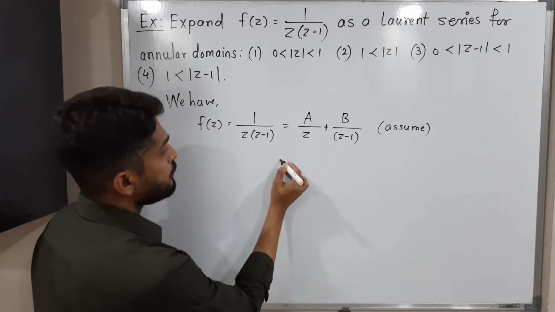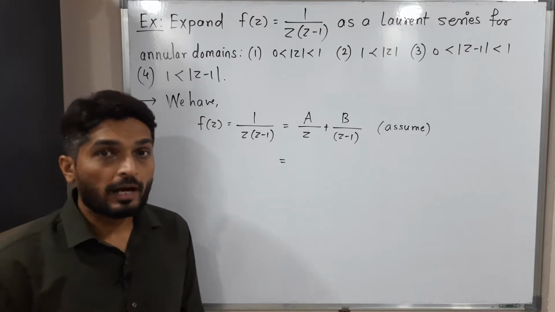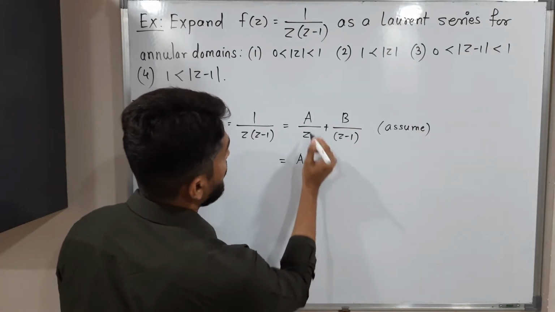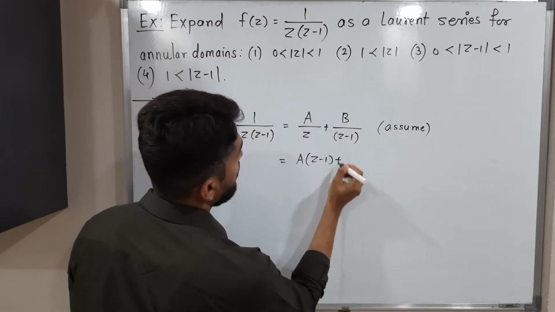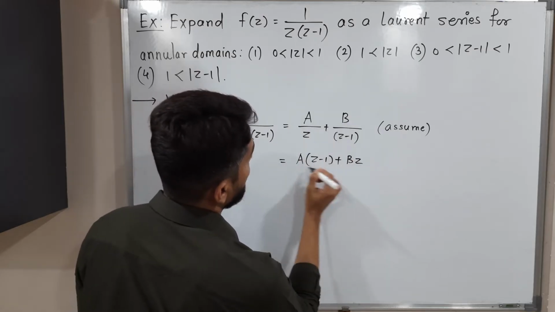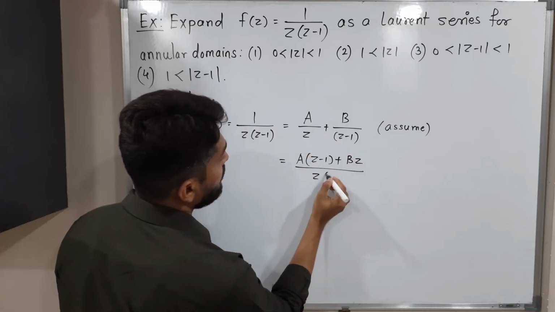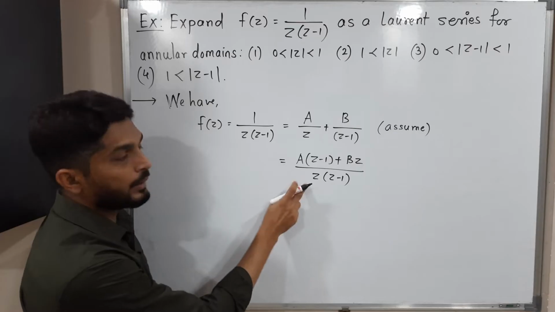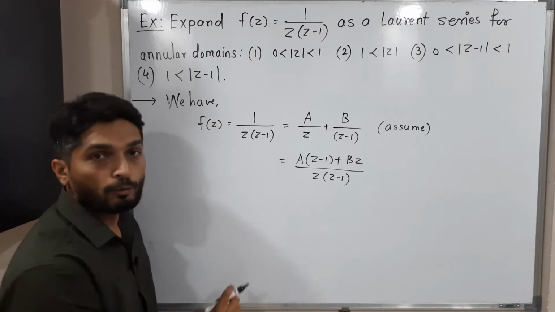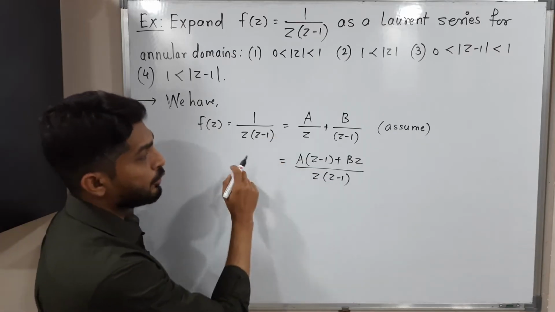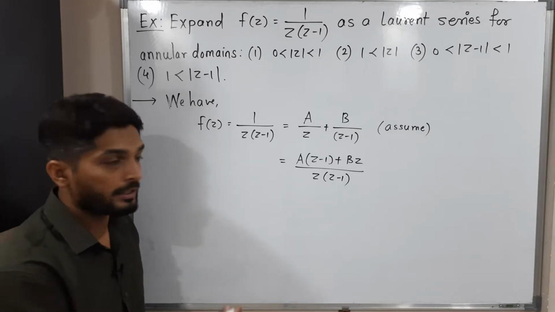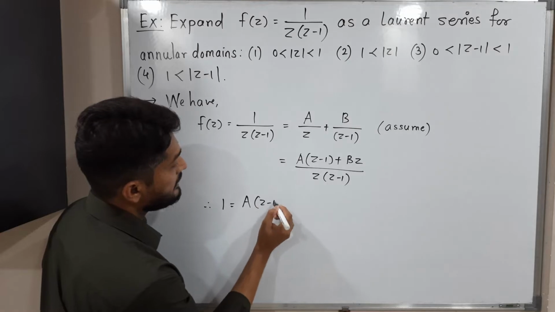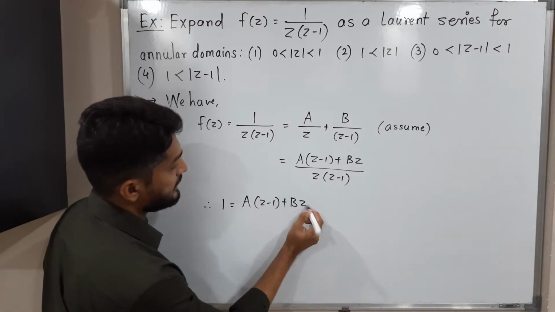So to find the values of a and b, what will I do? I will cross multiply. If you cross multiply, what will you have? A into z minus 1 plus b into z divided by the product of denominators. Let us compare. These two are equal, having the same denominators, so we can cancel the denominators and simply equate the numerators. So 1 is equal to a(z minus 1) plus bz.